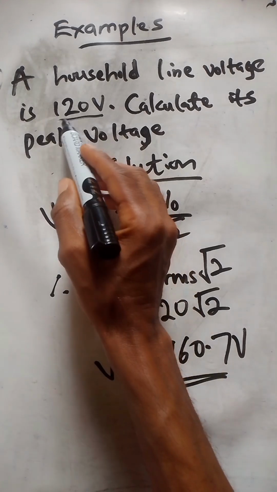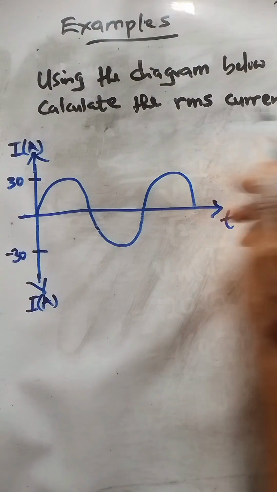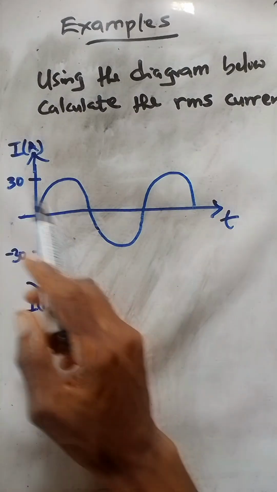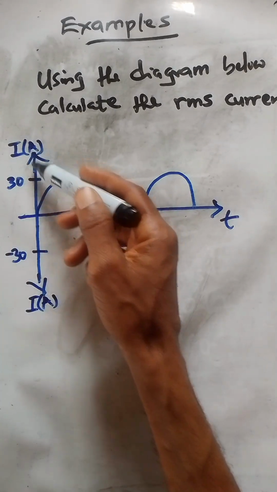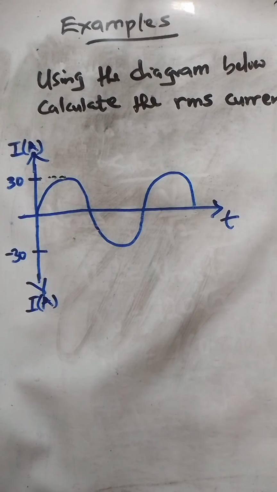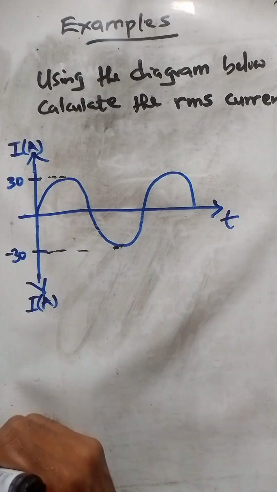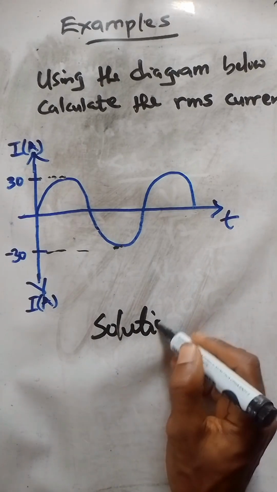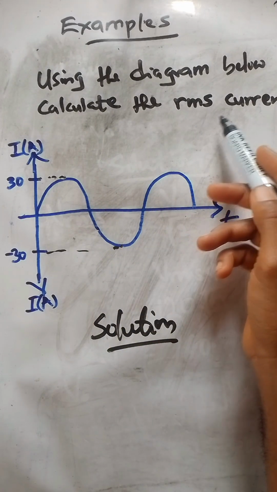You see, it's higher than the RMS value. So the peak voltage is always higher than the RMS value. Diagram below. Using the diagram below, calculate the RMS current. From the diagram, you can see the peak current is 30 ampere. This is the current axis in ampere. So the peak here is 30 ampere, positive and negative, 30 ampere. So that's our peak current. Solution: using the diagram below, we calculate the RMS current.